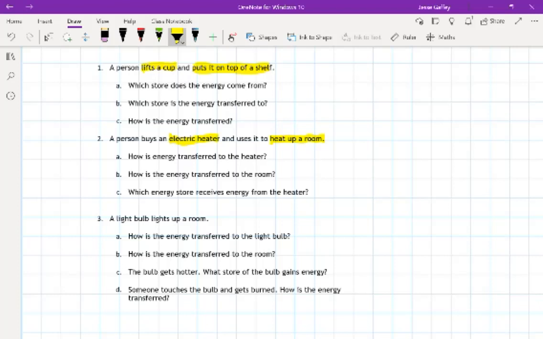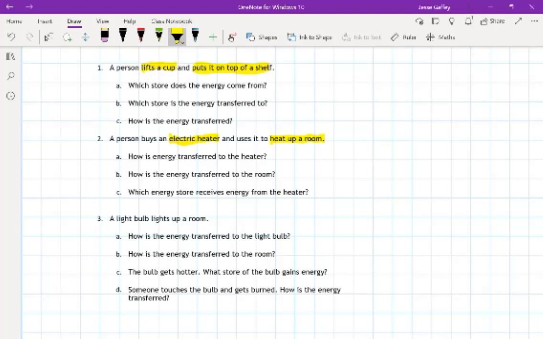A light bulb lights up a room. How is energy transferred to the light bulb? Well, the light bulb is connected to the electricity. You put your light bulb into a lamp, and that's connected to the electricity. So this is going to be electrical working. How is this energy transferred to the room? It's transferred by a wave transfer, as light wave transfer.